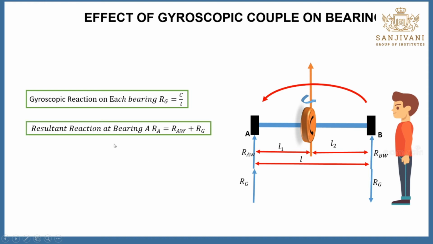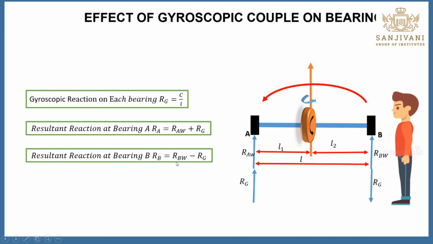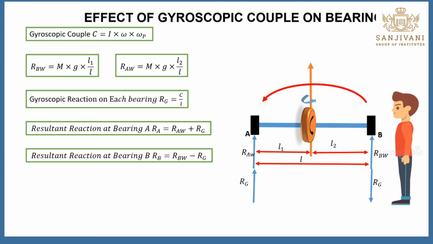Now the resultant reaction at bearing A is equal to Ra plus Rg, and the resultant reaction at B is equal to Rb minus Rg. That means when we change the orientation of the total system with the shaft, the reactions acting on bearing A and bearing B get changed. If it is the steady stationary condition, that means there is no change in orientation, then Rg becomes 0. But as we change the orientation, the reactions acting on the bearings change, and according to that we need to design the shaft and the bearings.